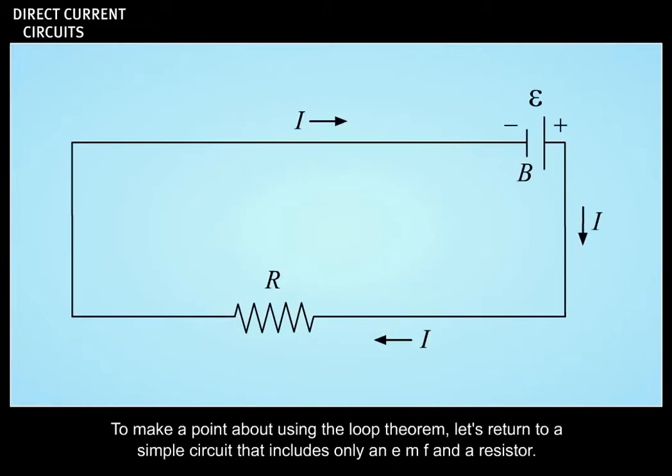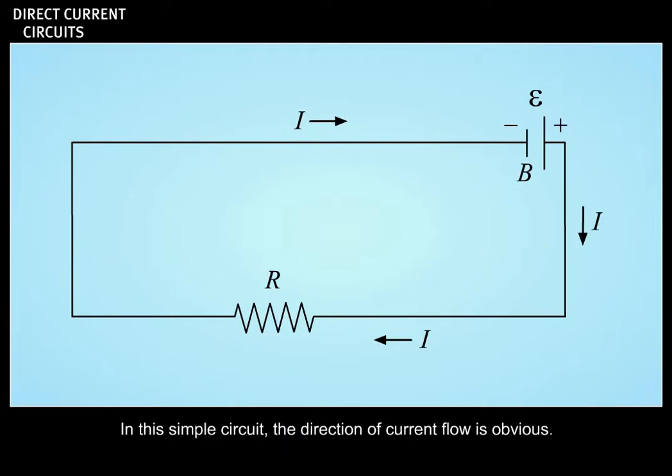To make a point about using the loop theorem, let's return to a simple circuit that includes only an EMF and a resistor. In this simple circuit, the direction of current flow is obvious.